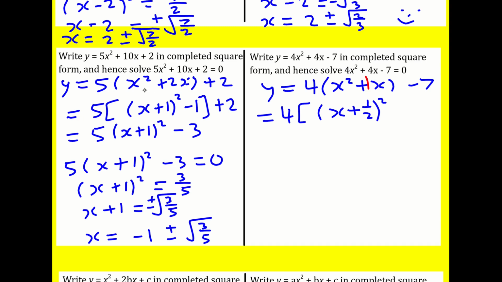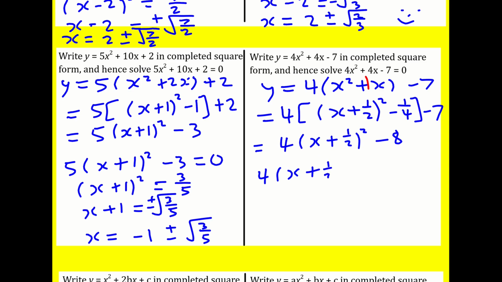So I need to halve that, just like I've been doing before. This will get me back to x plus a half, all squared, but I need to minus a half squared. It's actually a quarter. And I get minus 1 when I multiply it back out, so I'm going to get minus 8 overall. That's it, that's me completing the square.